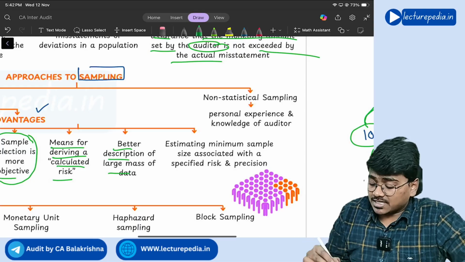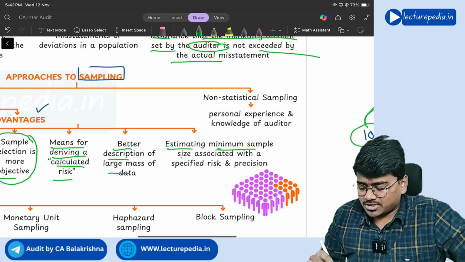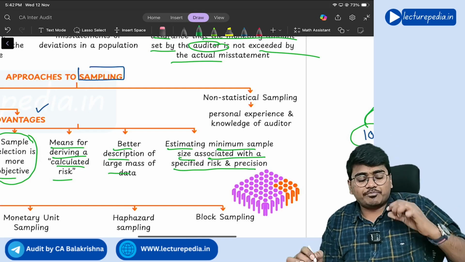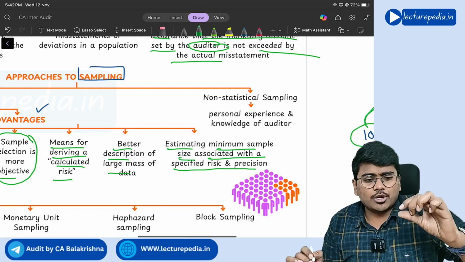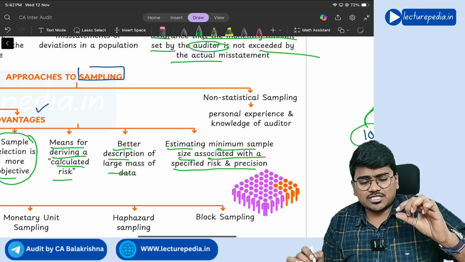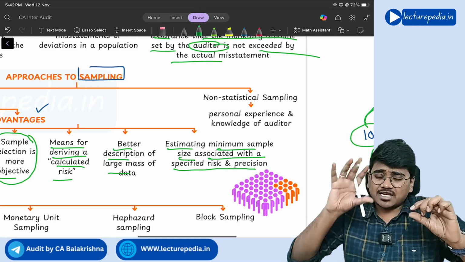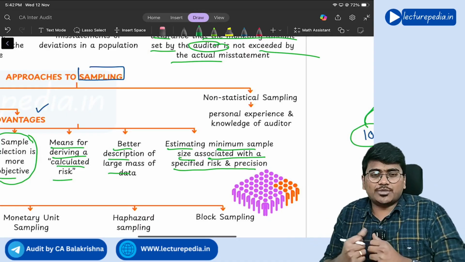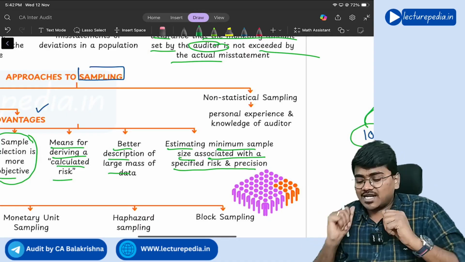Yes. Next, estimating a minimum sample size associated with the specific risk and precision. So you can say, I wanted to take this much amount of risk. So for taking this much amount of risk, how many transactions, how much sample should I select? This kind of decision making can be done with the help of statistical sampling.